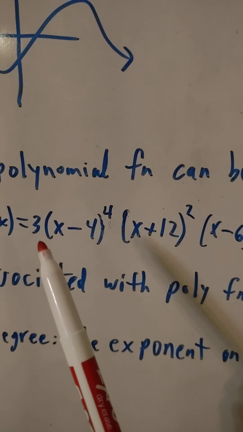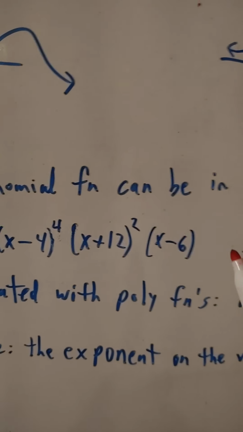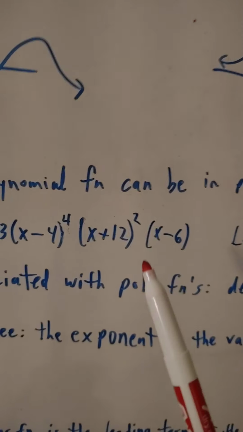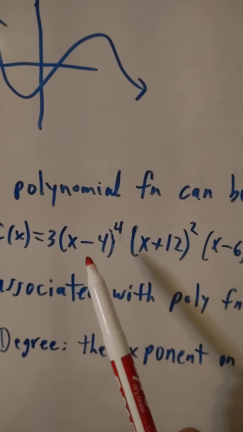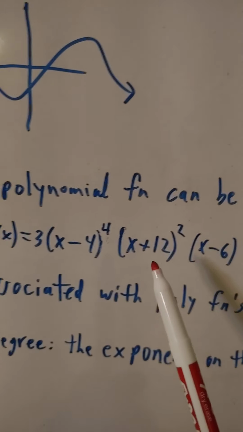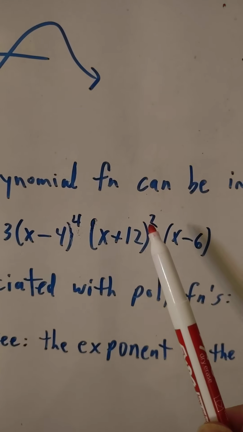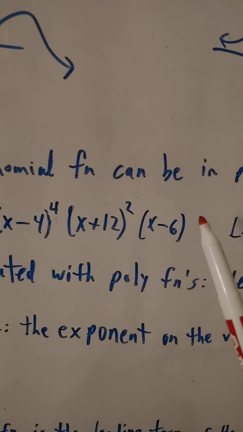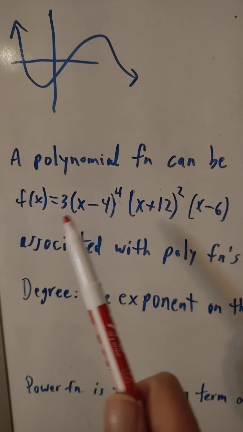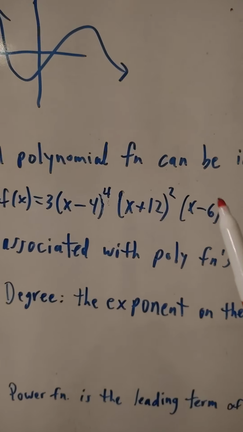So 0 will not affect the sum of these degrees. What's the degree of this factor? 4? What's the degree of this one? 2? What's the degree of this factor? 1? So what's the degree of f of x? 4 plus 2 is 6 plus 1 is 7.